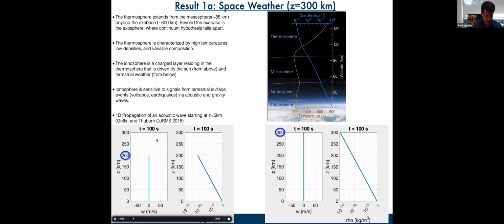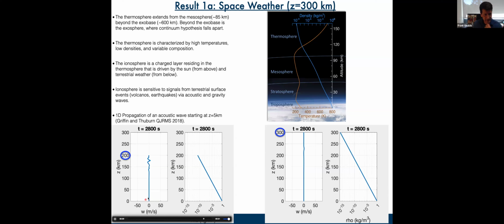Let's look at this bottom left figure here. The first panel is the vertical velocity W, and the second panel is the density. I'm just showing you what the scales look like. You start at about order 1 for density at the surface, and it goes up to about 10 to the minus 10, let's say, at 200 kilometers. And you can see this initial, let's wait till it goes back to 0 here.